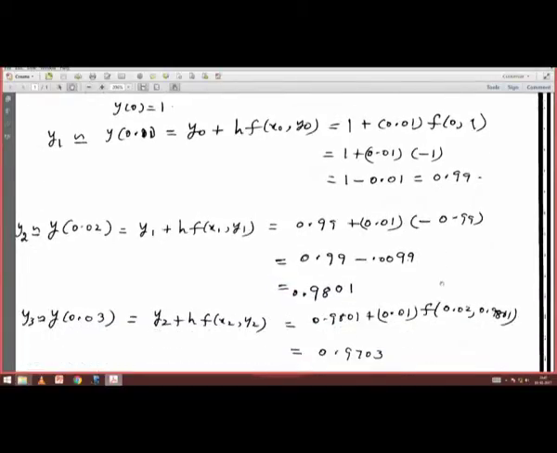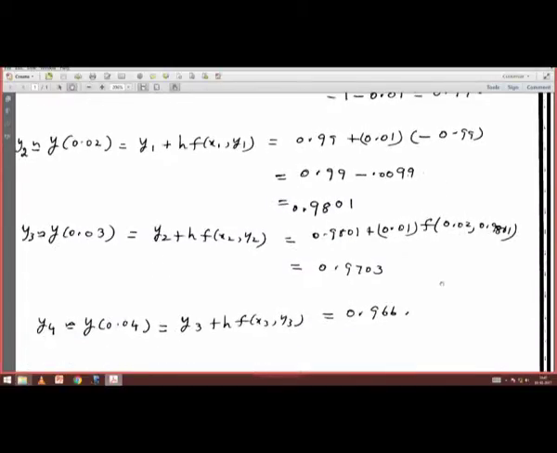So, now I go to the next step, namely compute y at 0.02. It is y1 plus h of f of x1 y1. So, I feed in those values. F of x1 y1 is minus y1. So, substitute and simplify, you get the solution at 0.02. Proceed this way and you get the solution at 0.03 and finally at 0.04 as this.